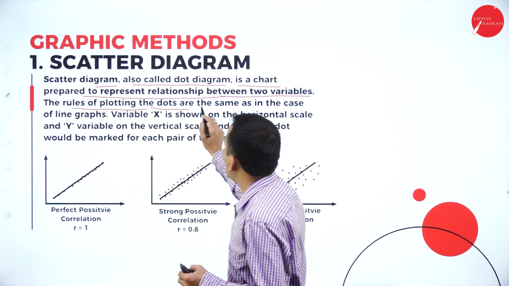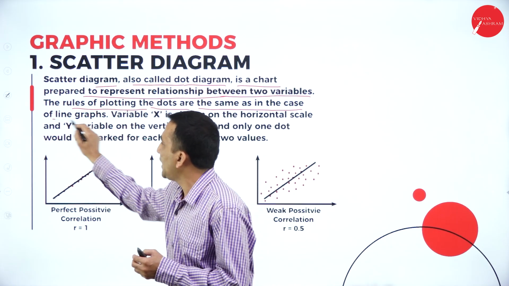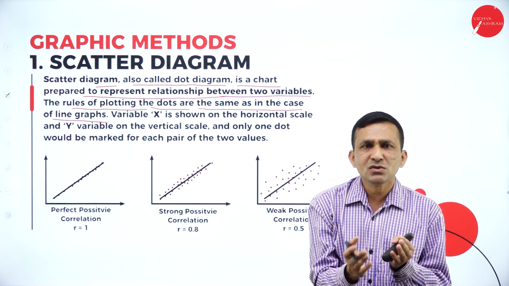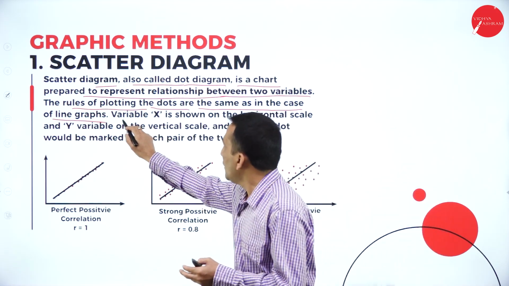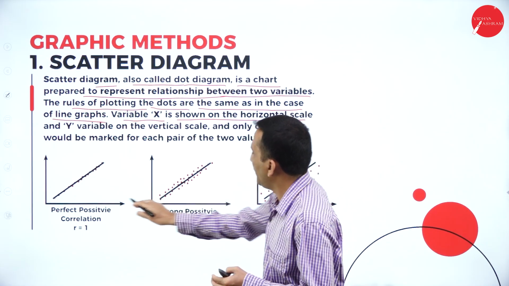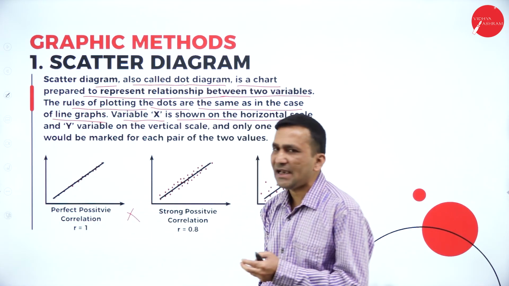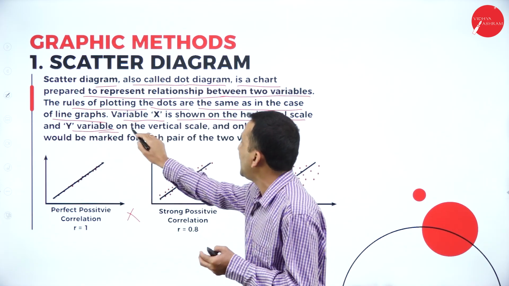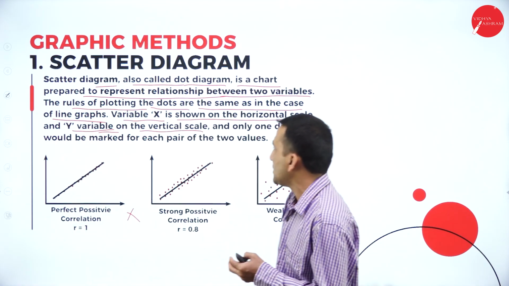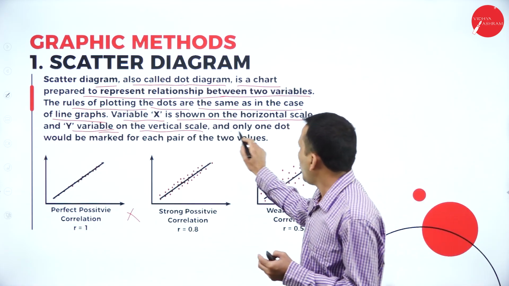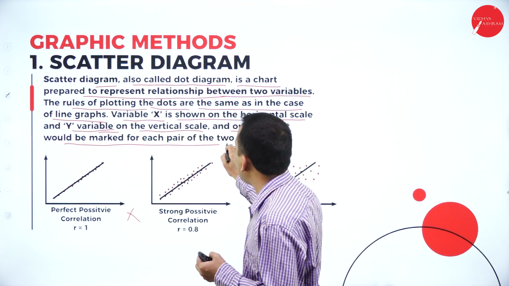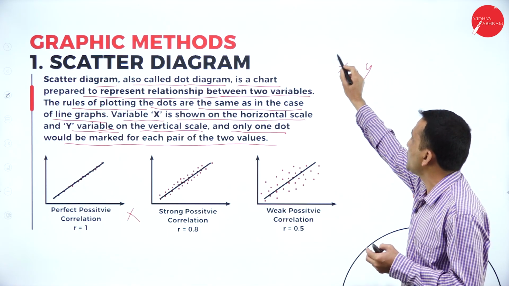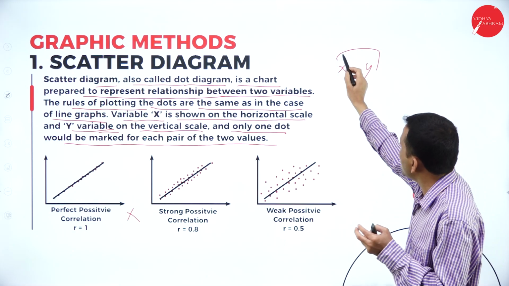The rule of plotting the dots is the same as in the case of a line graph. We follow the same rule, because whenever you draw a graph, you need to set a scale. Variable x is shown on the horizontal line. The y variable is on the vertical scale, because we use the vertical scale for the y-axis. Only one dot is marked for each pair, because we are not taking only one variable, we need to consider the two variables.